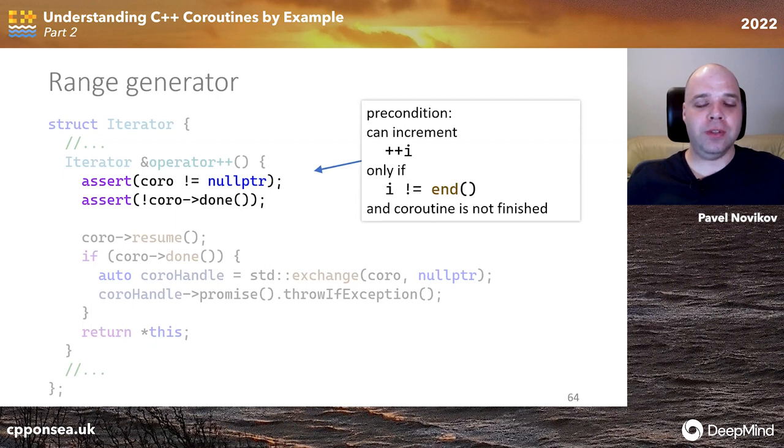And here with asserts, I basically documented that we have a precondition that we are allowed to increment the iterator only if the coroutine handle pointer is not null. So basically this iterator is not equal to end, end being a sentinel, so to speak, iterator, which has a null coroutine handle pointer, sorry. The coroutine should not be done at this point. So we are not allowed to increment an iterator that is associated with a coroutine that is done, that is finished.